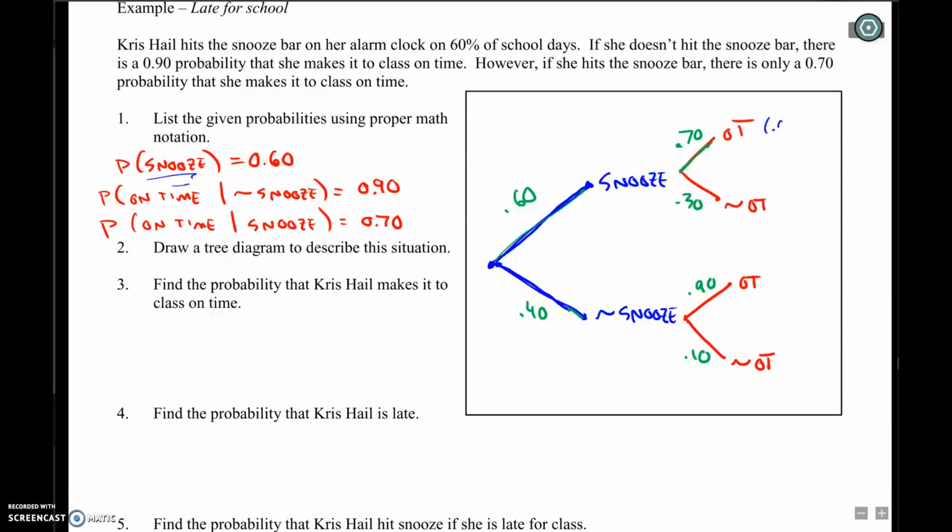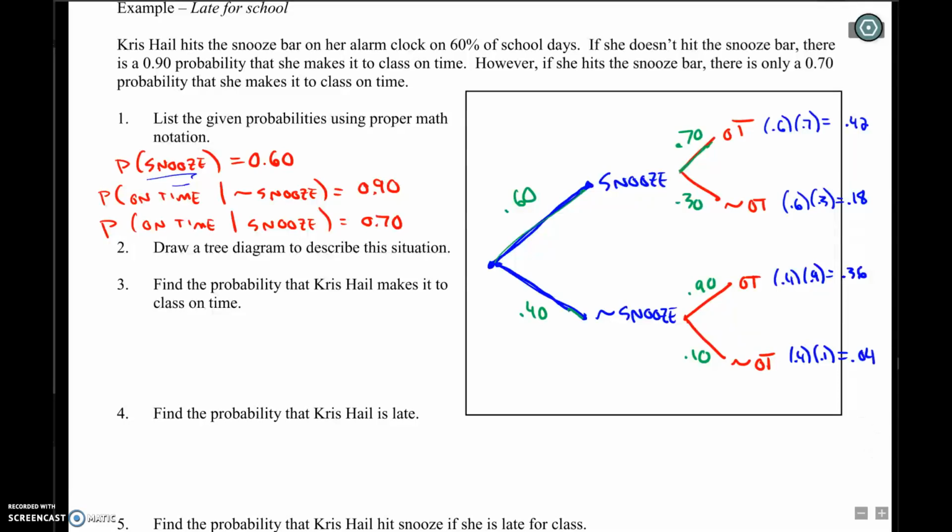So if you take 0.6 times 0.7, this is a probability. 6 times 7 is 42, I think. And then 0.6 times 0.3 is 0.18. I'm better at that. 0.4 times 0.9 is 0.36, and 0.4 times 0.1 is 0.04.